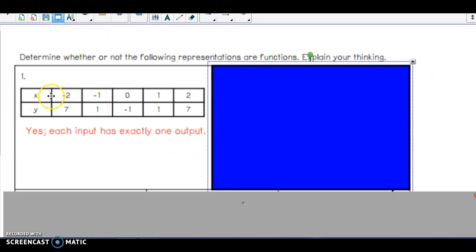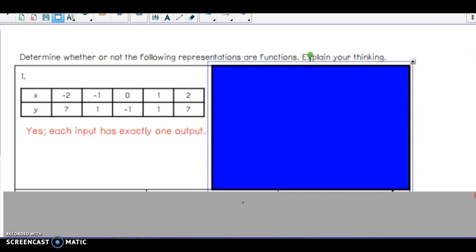Let's take a look at some examples. The first example is a table of values that's horizontally laid out, so all your x values are across the top, and they're all different. So we can see that this x value has an output, this x value has an output, this one, and this one, and this one. Even though we have two different y values that match, the x values that they came from, or the input values, are different. So this means each input has exactly one output. This is a function.